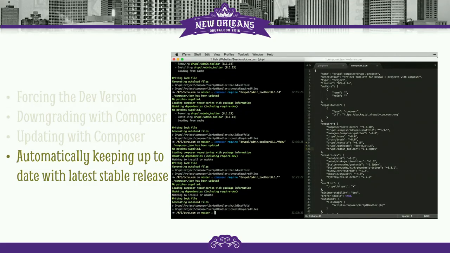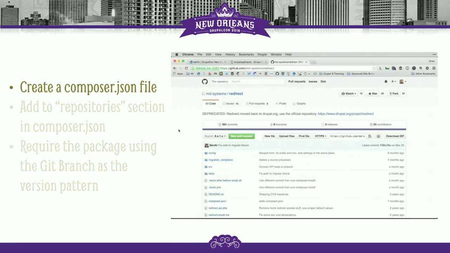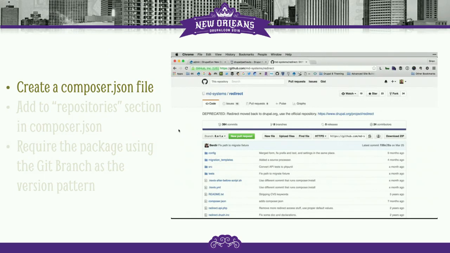Yeah. Cool. So the really fun stuff is that you can install packages from a Git repository. This you may or may not have done before. Raise your hand if you've ever used Composer to install a Git package. Far fewer. Awesome. Now I feel like I can show you guys something. I'm going to take a look at the redirect module. This is at github.com/md-system/redirect. When I wrote this session, there was no redirect for 8 on Drupal.org, so you had to get it from Git. Now there is one, and so you don't have to do this.